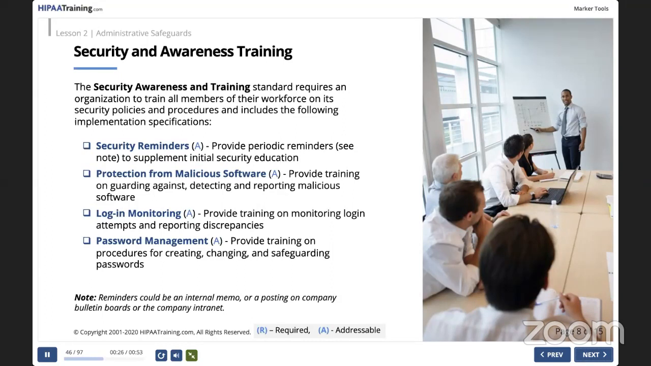Protection from malicious software. Provide training on guarding against, detecting, and reporting malicious software. Login monitoring. Provide training on monitoring login attempts and reporting discrepancies. Password management. Provide training on procedures for creating, changing, and safeguarding passwords. Note, reminders could be an internal memo or a posting on company bulletin boards or the company intranet.